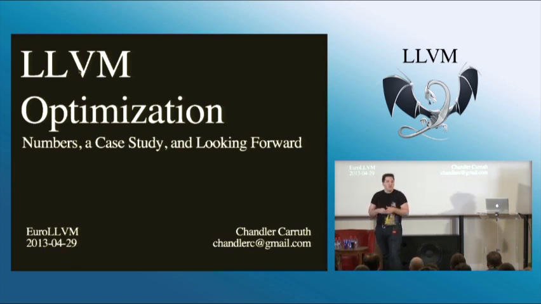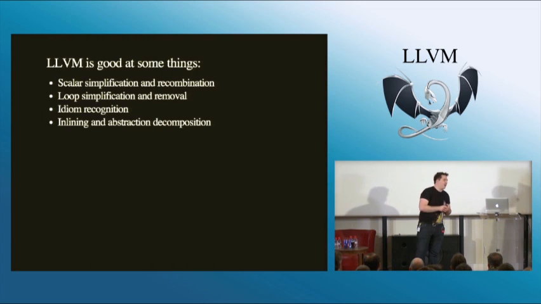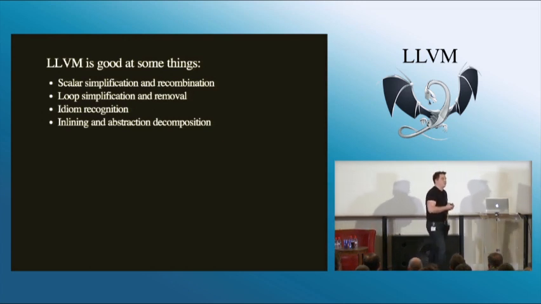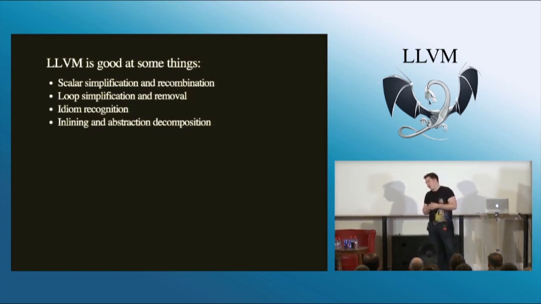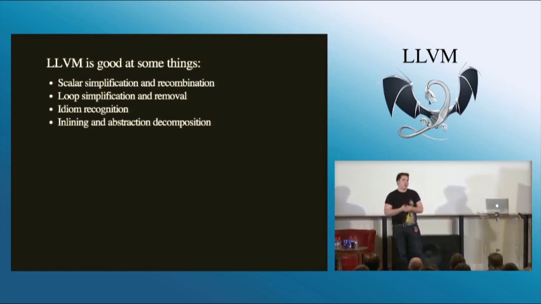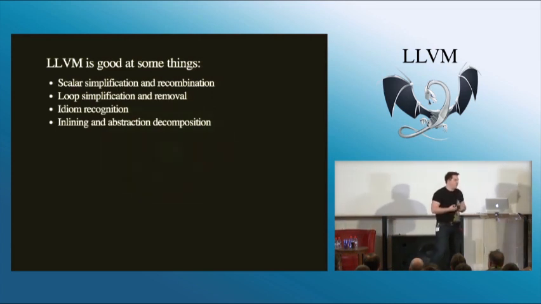So the first thing I want to do is give a brief overview of the state of optimization in LLVM today. There are some things that LLVM is doing pretty well at. I'm actually pretty pleased with these things, right? We're doing a really good job of scalar simplification and general recombination of programs. This is something that LLVM has historically been an excellent tool for doing. A lot of people have probably seen the inst combine monstrosity that is in LLVM. It can be very hard to understand, but it's incredibly effective.